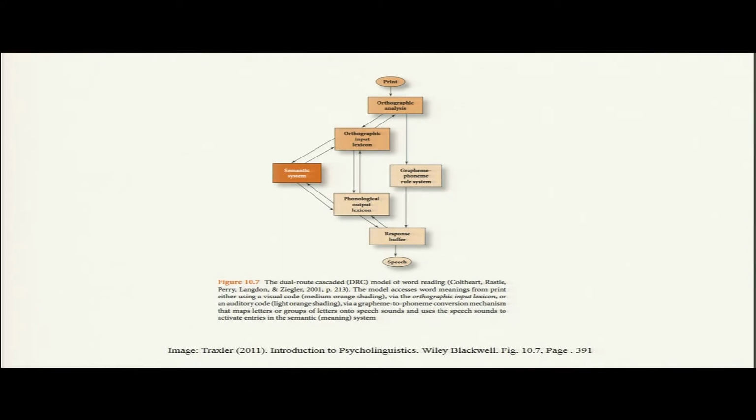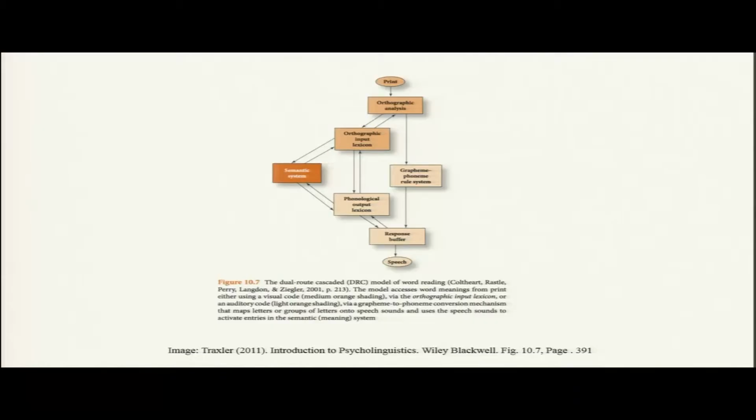carry out what is called the orthographic analysis, and you will either move to the orthographic input lexicon, or you analyze each of these letters and carry out the GPC conversions, and then you reach a response buffer. So this is the path on the right: orthographic analysis, grapheme-phoneme rule system, and response buffer. You convert that and you reach the assembled phonology. This is called the assembled phonological route.